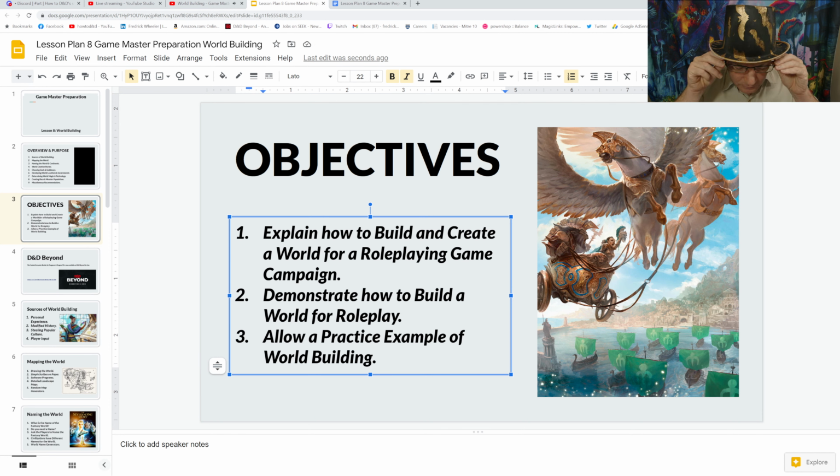Nita Valley was some, oh, it has some cool, awesome name place. Yeah, no, it does. I know what you're talking about. I used that when I was running 4E, actually. Demonstrate how to build a world for role-playing games. For a role-playing game. Okay, allow a practice example of world building.